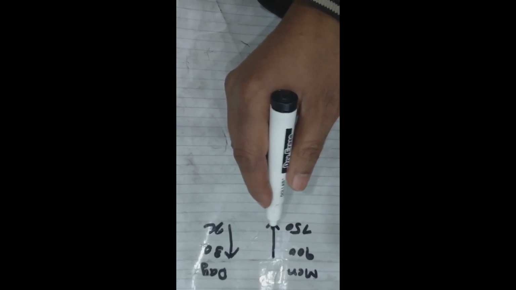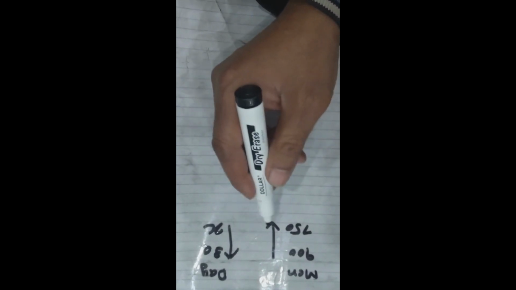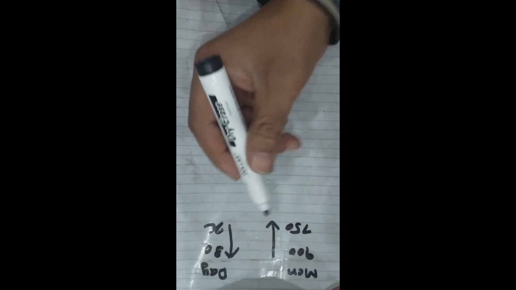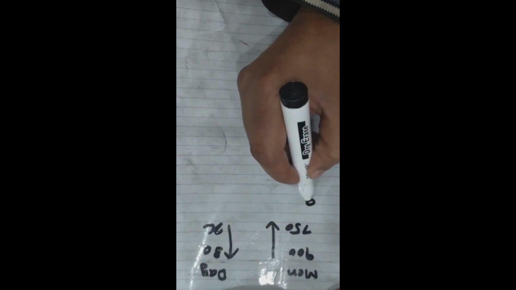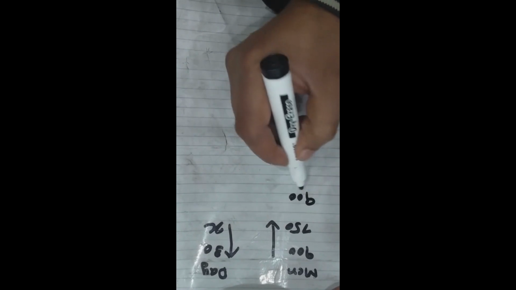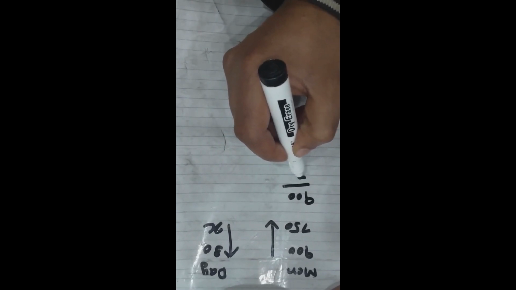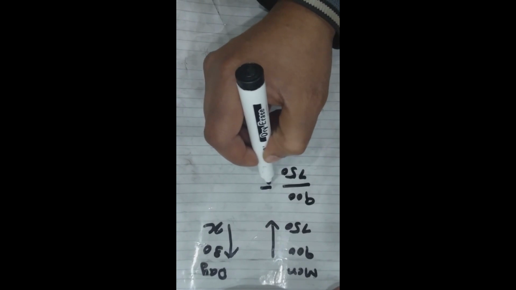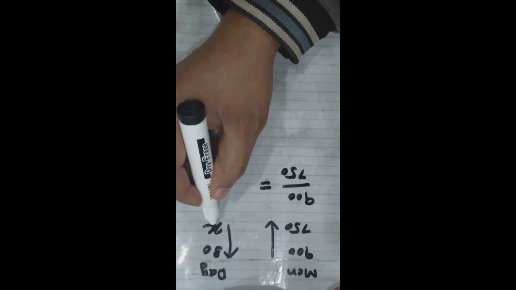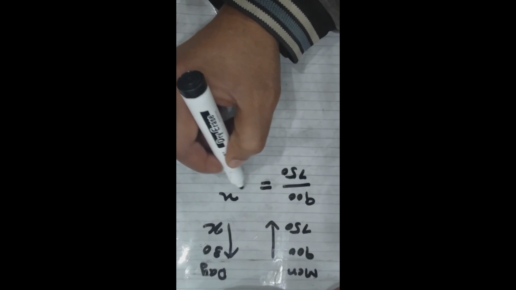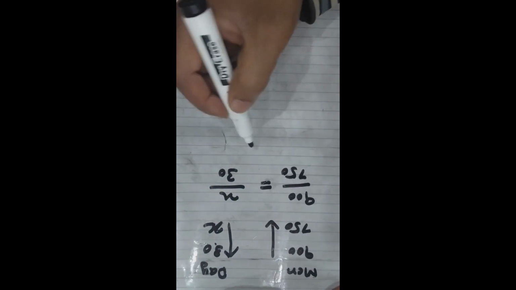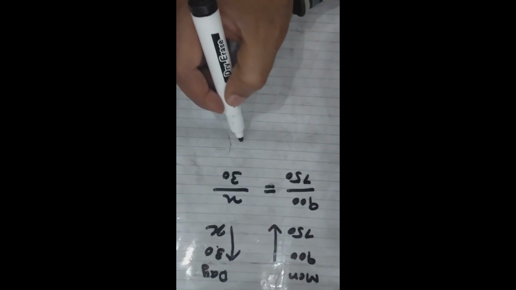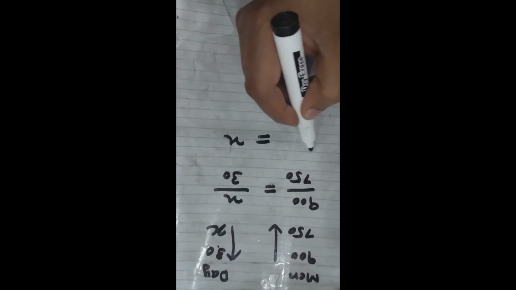So now we will arrange this data according to the arrows into the fraction form. Here we write the term closer to the tail on the upside of the fraction and the term closer to the head on the downside of the fraction as denominator, and we put an equal sign here. Here x is closer to the tail, we write it up, and 30 is closer to the head, we write it down. Now we will keep x here on the one side.